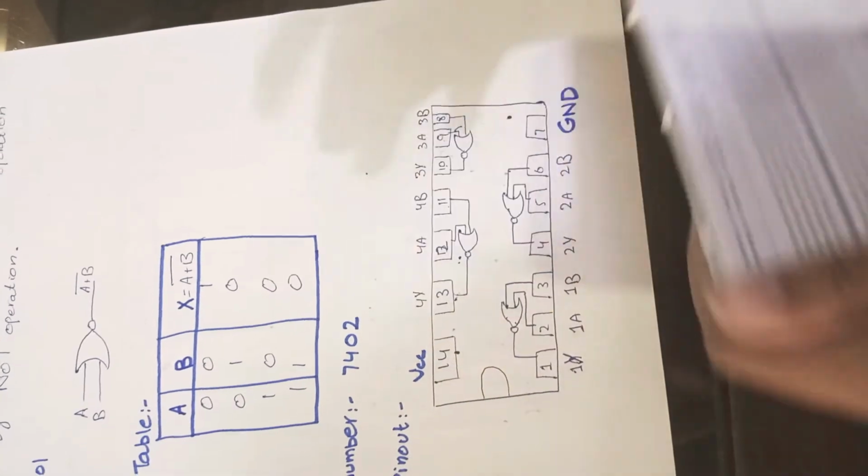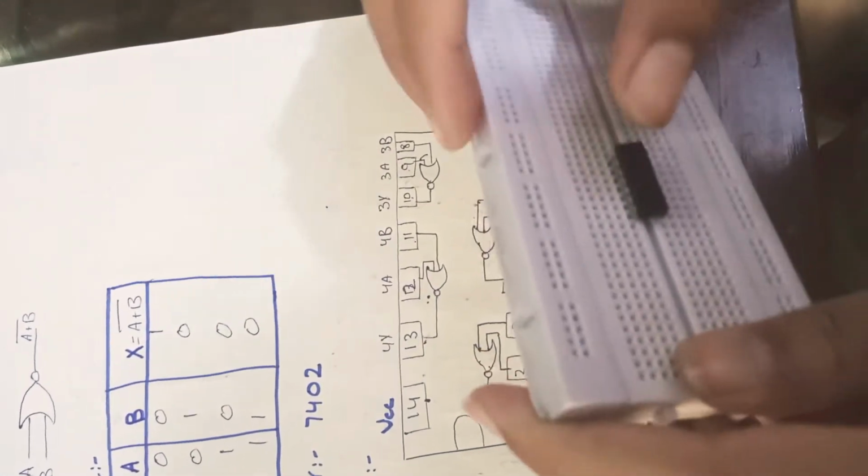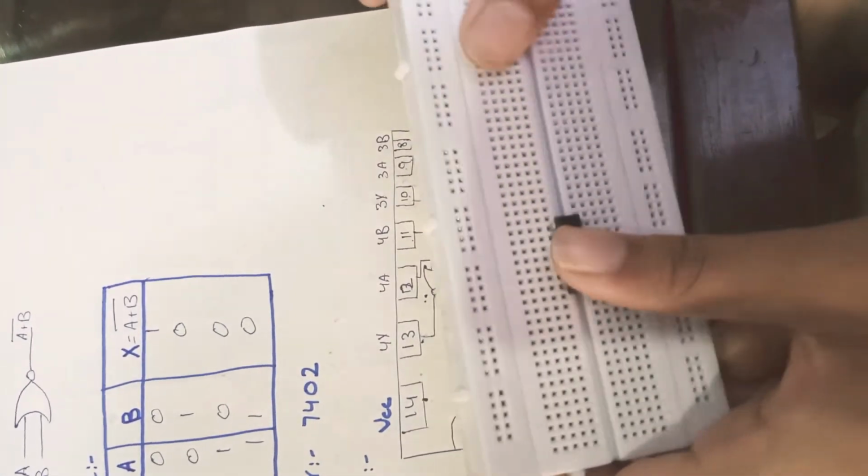This is the pin 7402. This is the IC. Now I will show you how to implement NOR gate on breadboard.